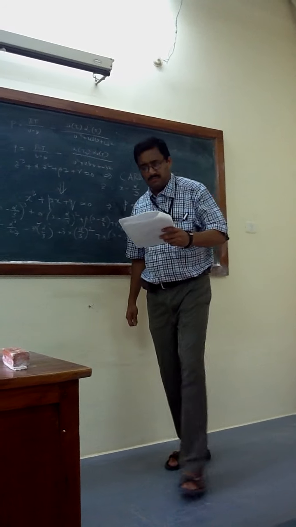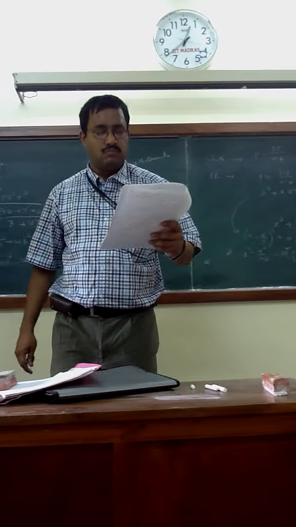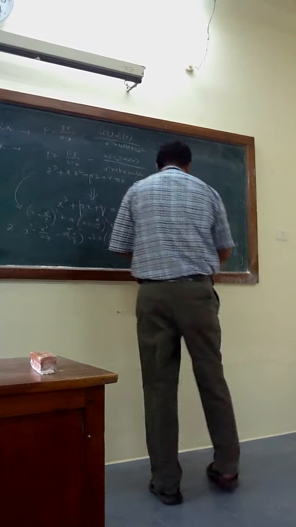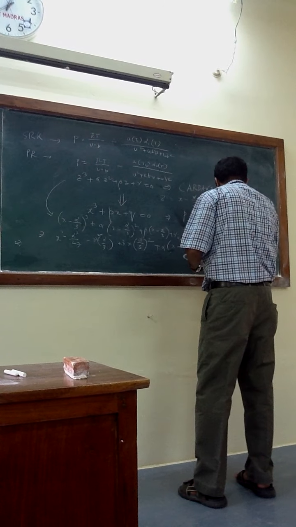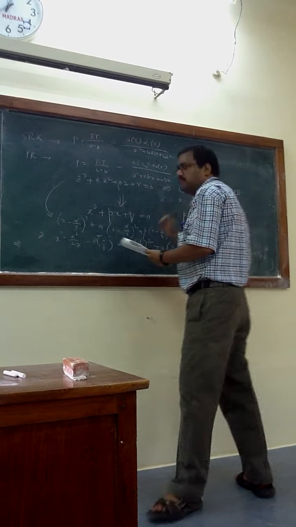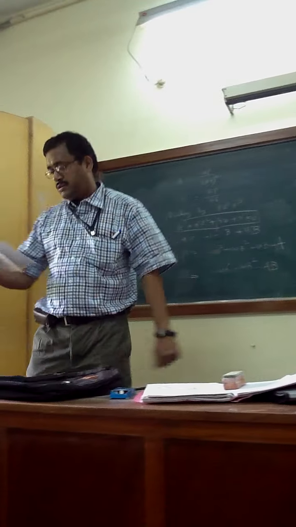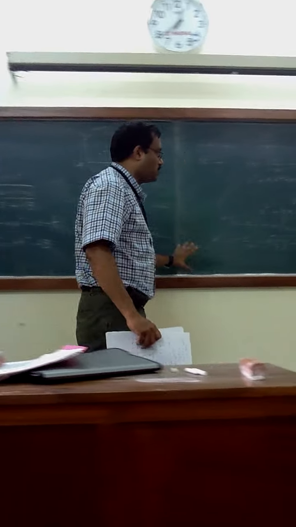4α³ divided by 27 minus... No, 2α³ divided by 27 minus βα by 3 plus γ. Yes, sir, very correct. 2α³ by 27 minus αβ by 3 plus γ. Right? Some mistakes will be there, don't worry about it. Silly mistakes I also do. But finally you should get the correct form.